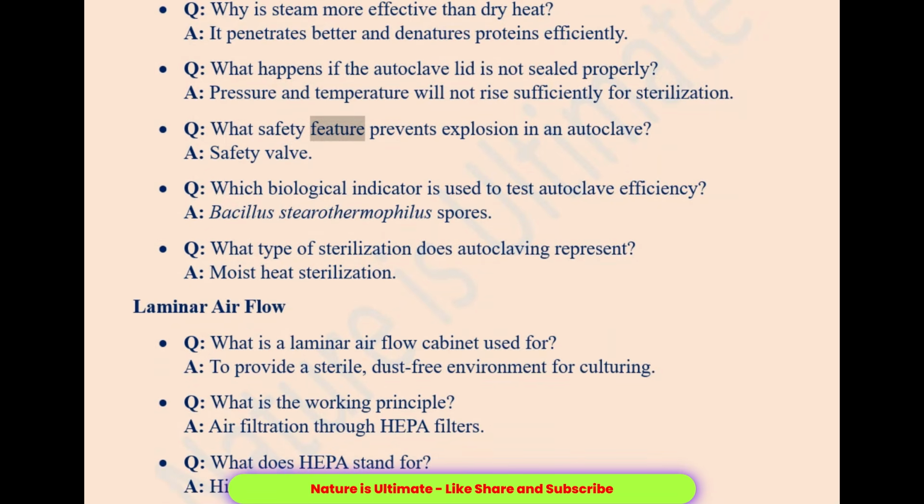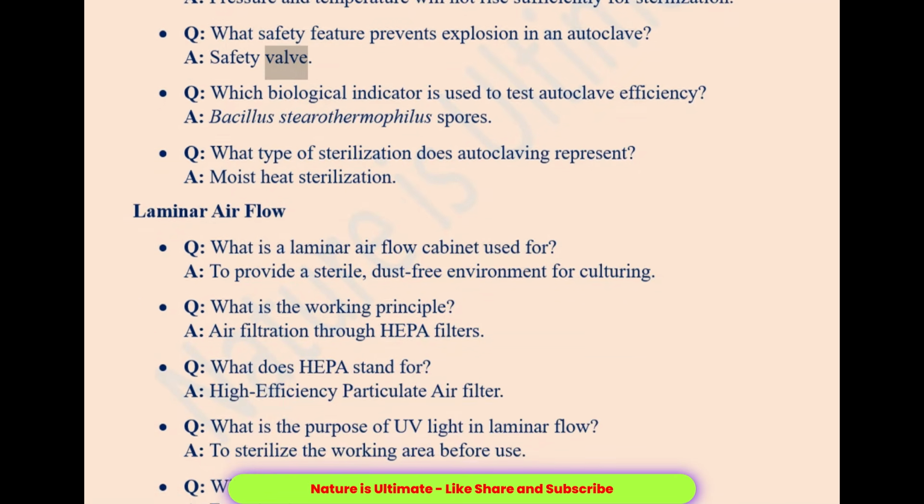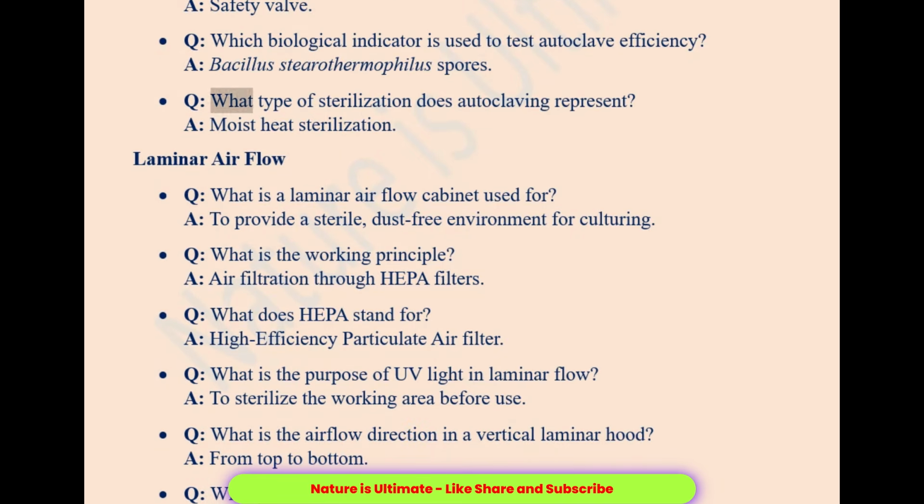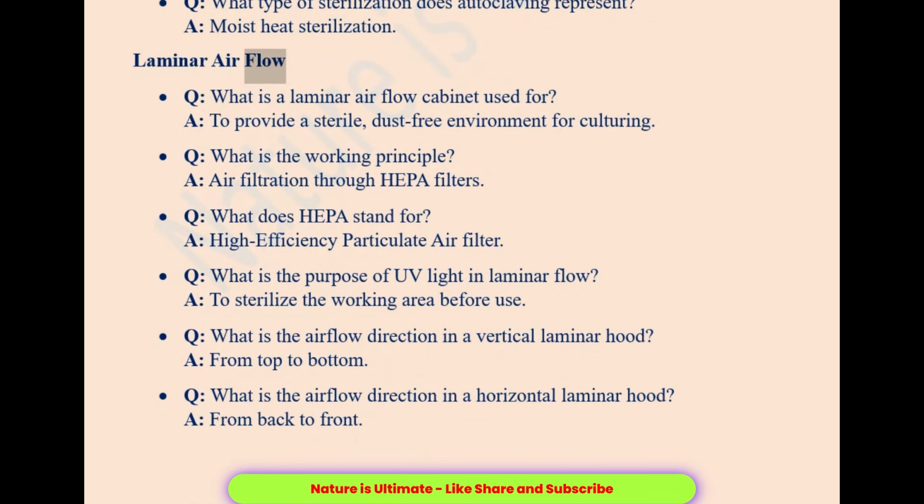Q. What safety feature prevents explosion in an autoclave? A. Safety valve. Q. Which biological indicator is used to test autoclave efficiency? A. Bacillus stearothermophilus spores. Q. What type of sterilization does autoclaving represent? A. Moist heat sterilization.